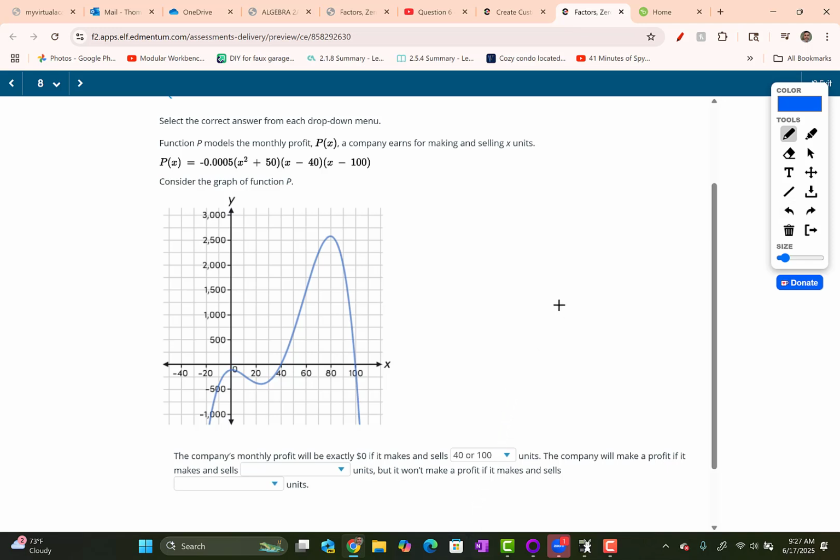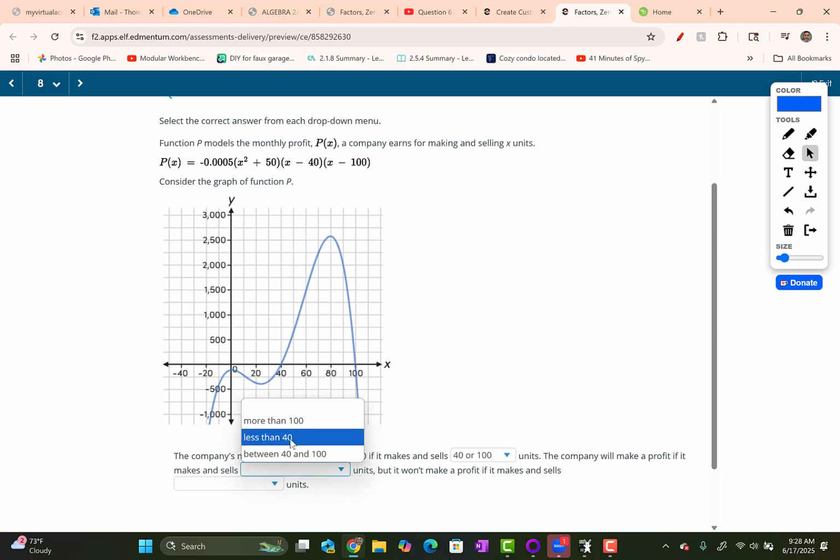All right, the next part of the question says the company will make a profit if it makes and sells blank. So this time we want to make a profit. So we want to look above the x-axis. So here's the options. The first option, more than 100. So if they sell more than 100, that means we're looking at everything this direction. Well, as you can tell, as they make more than 100 units, what's happening to the graph? It's going down. They're actually making less of a profit the more units they sell. So that's not the correct answer.